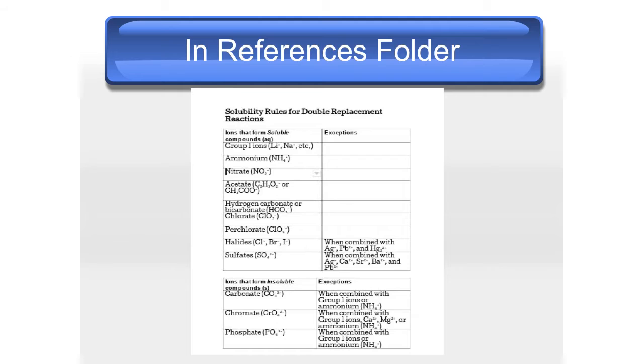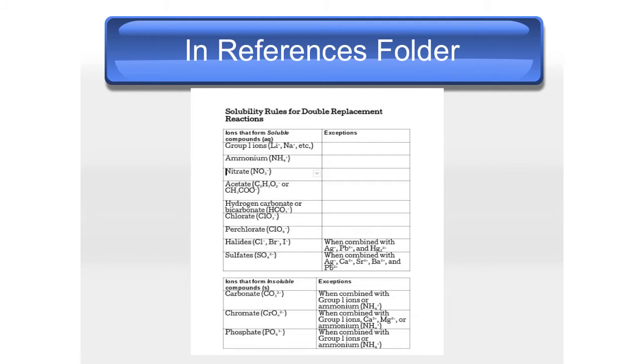If you look at the top, you'll see all the ions that form soluble or AQ compounds. You look at the ions that are in your compound. If they are either a group 1 ion, ammonium, nitrate, acetate, hydrogen carbonate, chlorate, perchlorate, or halides or sulfates, they're going to probably be AQ. The only exceptions for when they wouldn't be AQ is if you look down where it says halides, that's your chloride, your bromide, and your iodide.